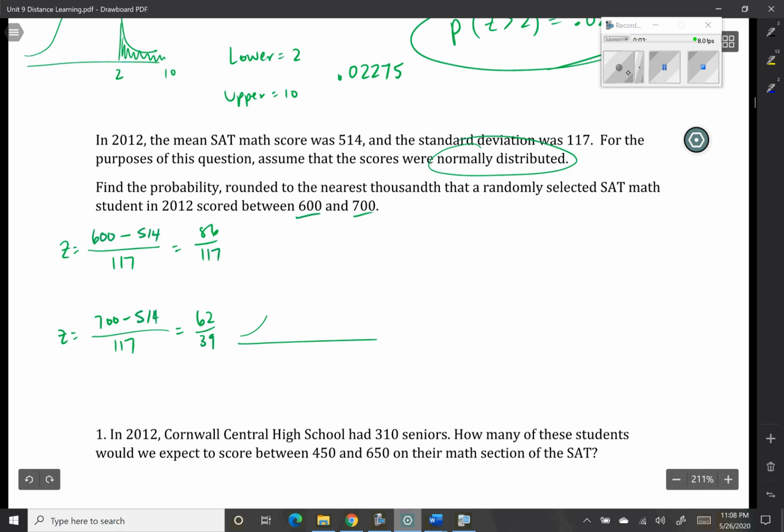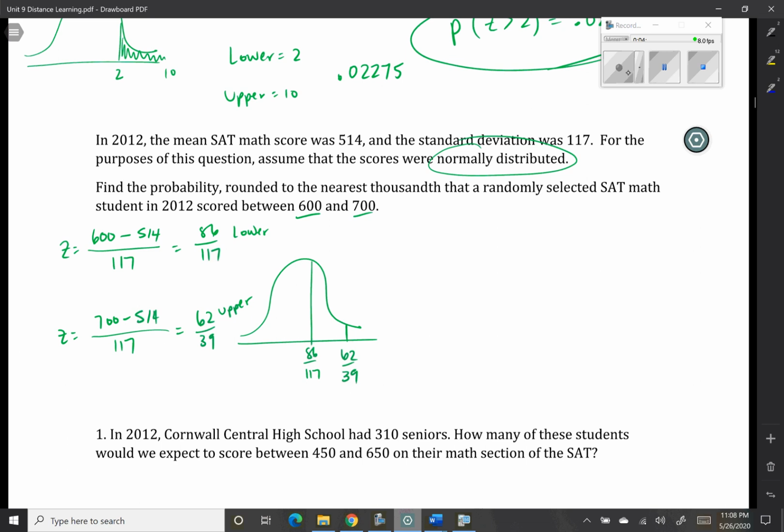When we make my bell curve, we are going to have two numbers that are above the mean. We'll have a number here of 86 over 117, and the upper number is going to be 62 over 39. How do I know which one's upper or lower? 600 is smaller than 700, so I know that. This is my lower z-score, and this is my upper z-score. The nice thing about calculators is we can type it in just like that, so we don't have to worry about anything crazy in there.